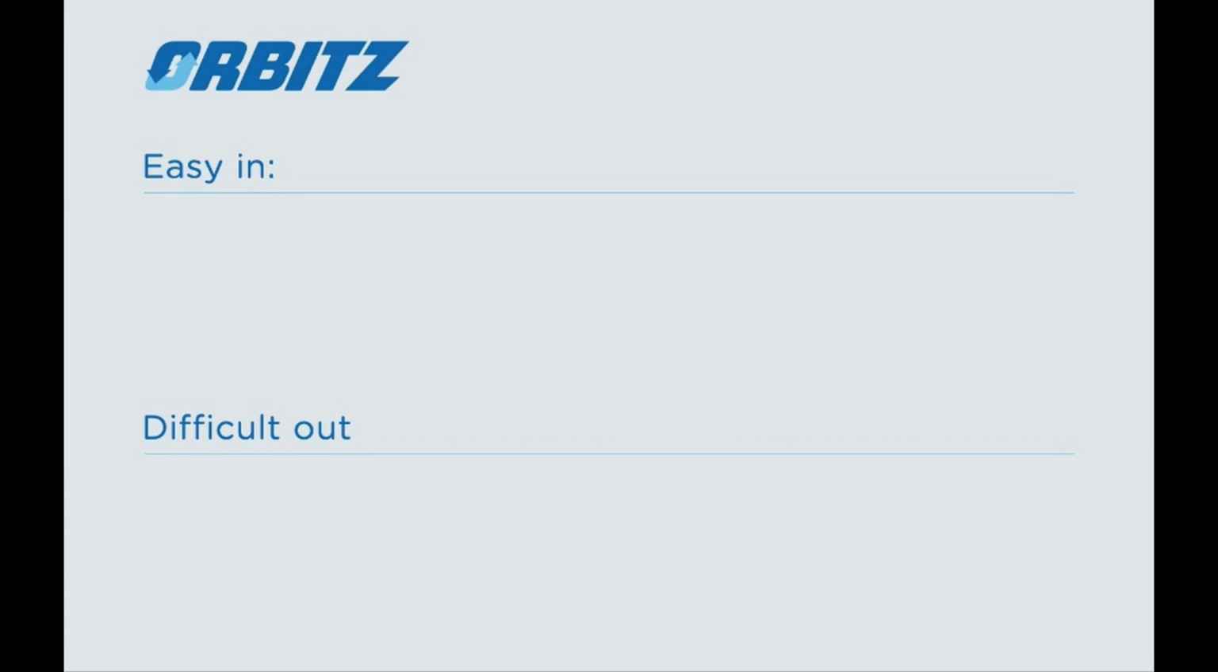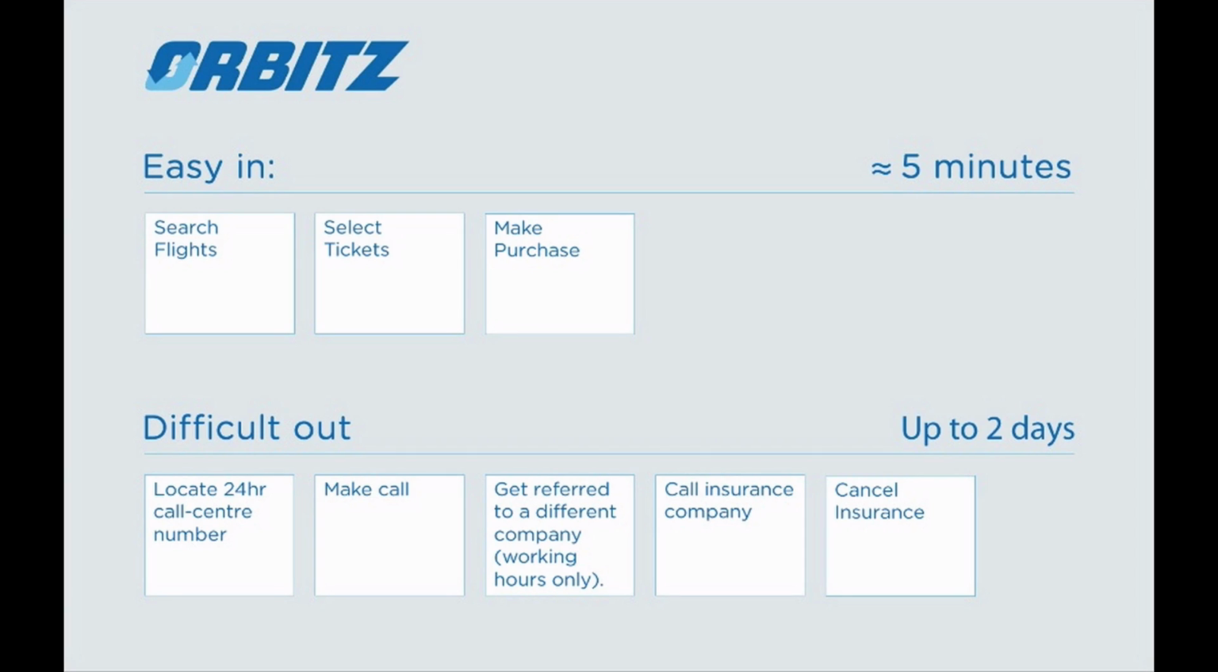Okay, let's look at Orbitz.com. This is a bit more relevant to your low-cost airline that you work up, right, because they do travel. So going on to Orbitz.com and buying a ticket is very easy, right? You go on there, you search for flights, find your tickets, and you can make the purchase, and the whole thing will take about 5 minutes.